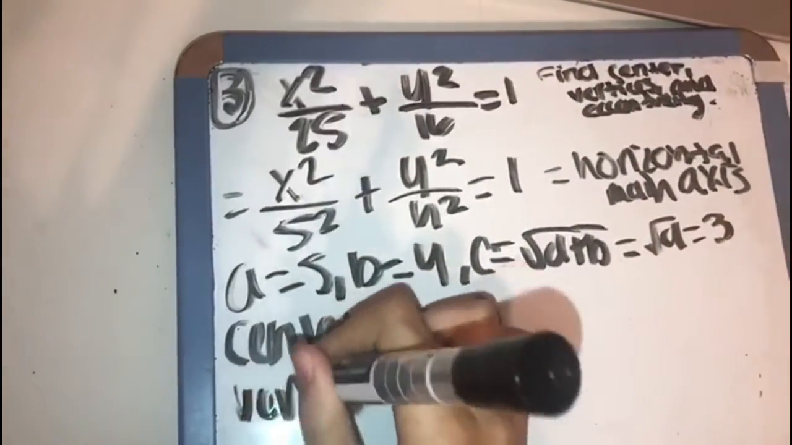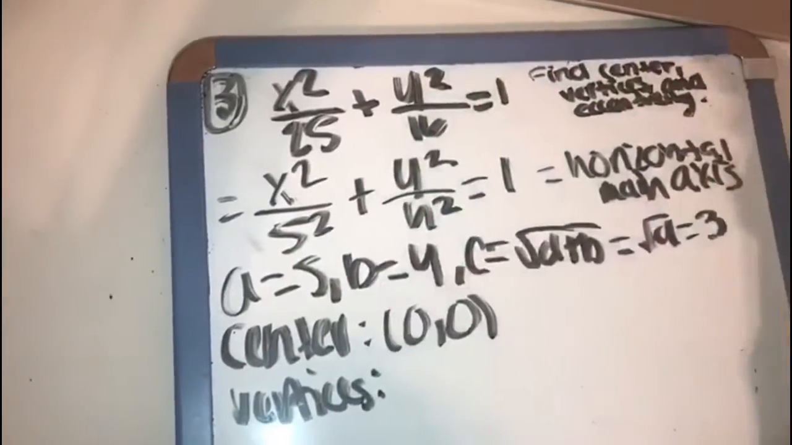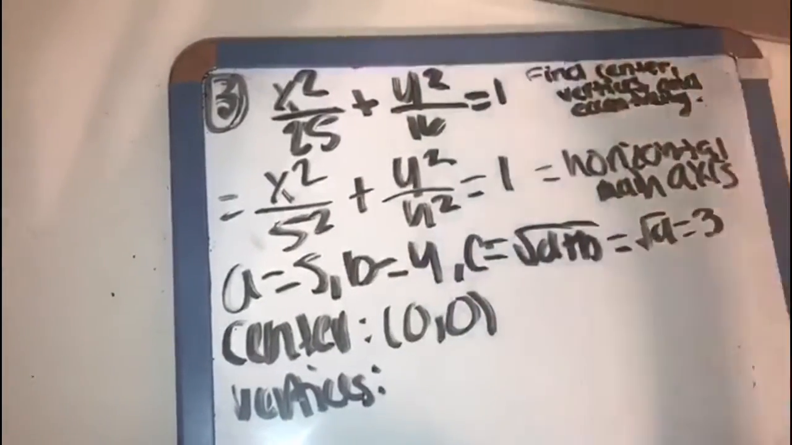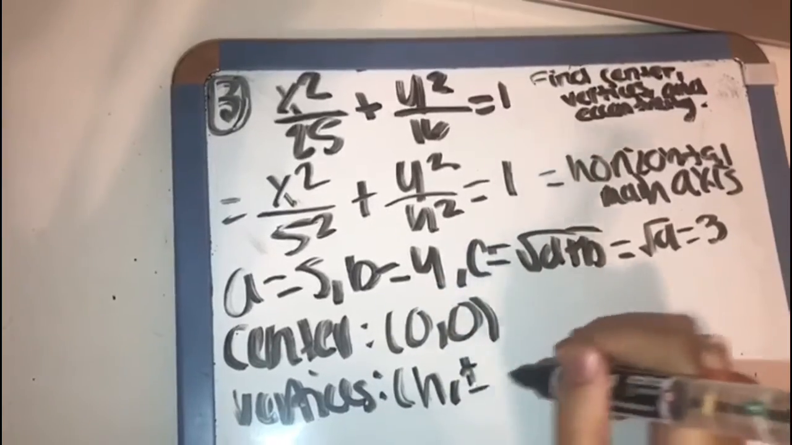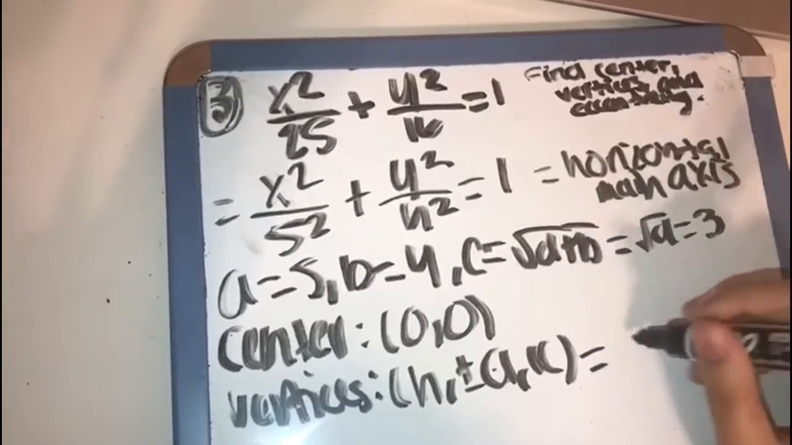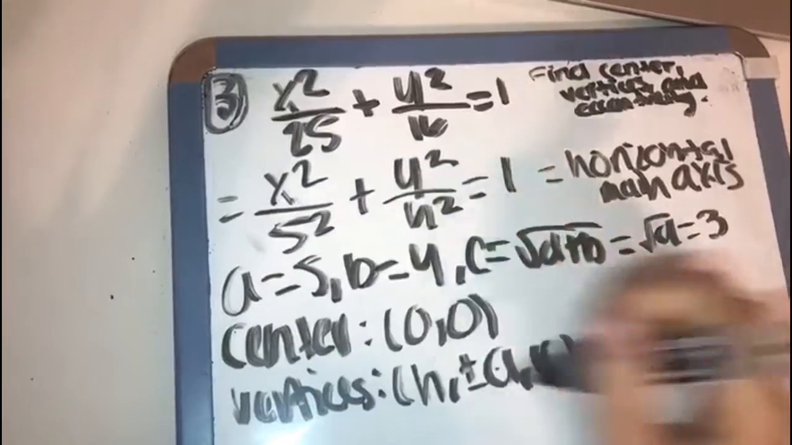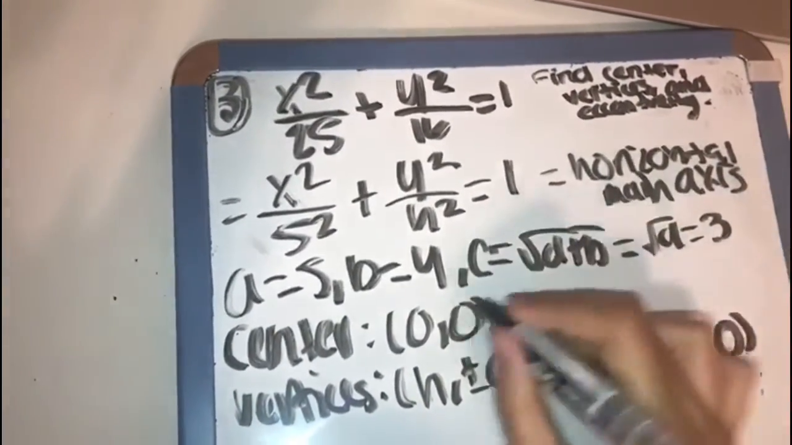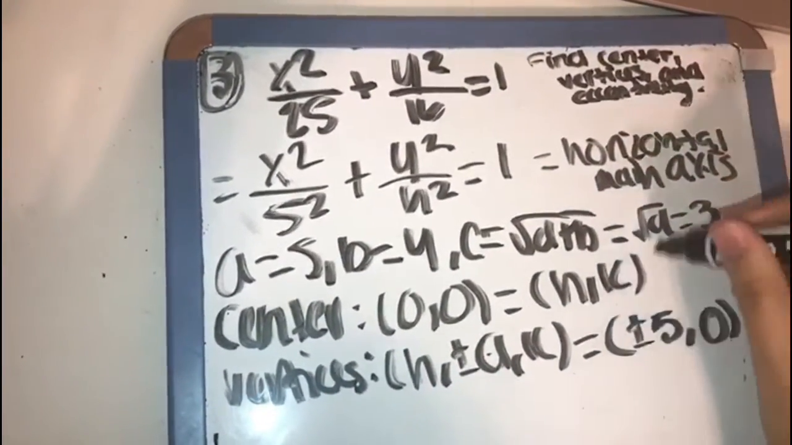Vertices, well, let's see. Now the vertices would make sense because the vertices are always h plus and minus a, and k. As a formula, if you didn't know, vertices are always h plus and minus a, and then k. Always remember that. So basically, if you substitute, it would be plus and minus 5, as we found before, and then k would be 0 because there's no center. Remember that h and k is the center, so that means 0.